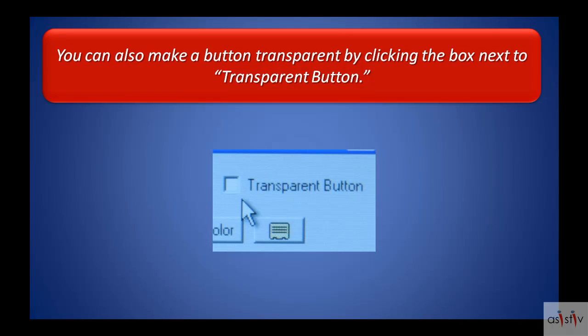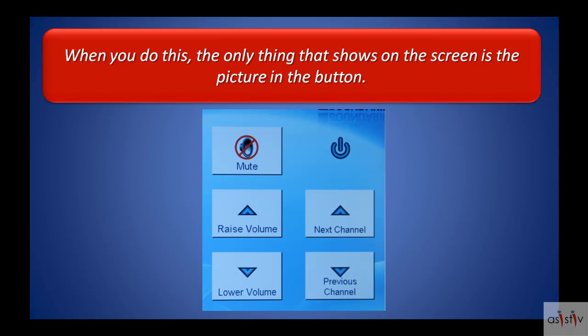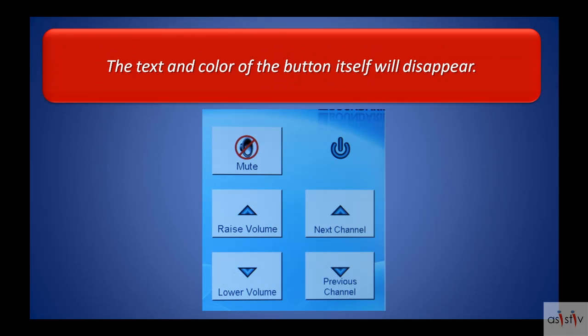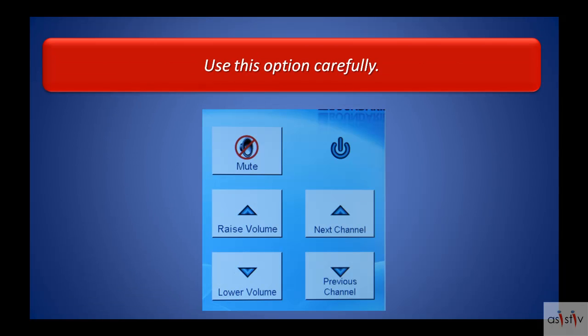You can also make a button transparent by clicking the box next to Transparent Button. When you do this, the only thing that shows on the screen is the picture in the button. The text and color of the button itself will disappear. Use this option carefully.